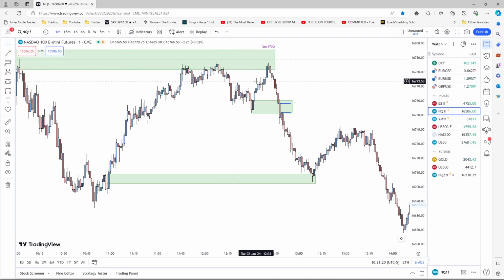So looking at this idea, we again had our time frame. First of all, looking at time of day, 12:50 to 1:10. That is an ICT lunch macro where we retrace and take the stops.